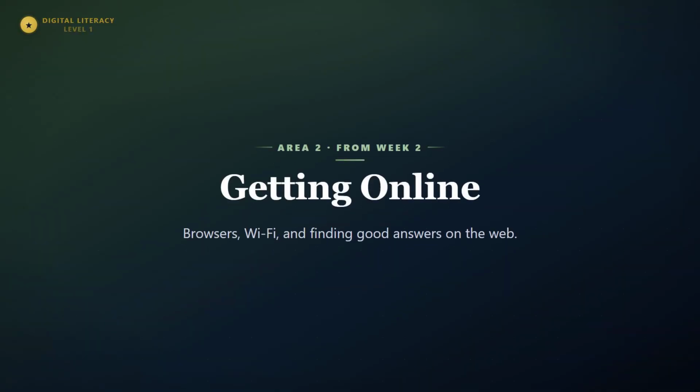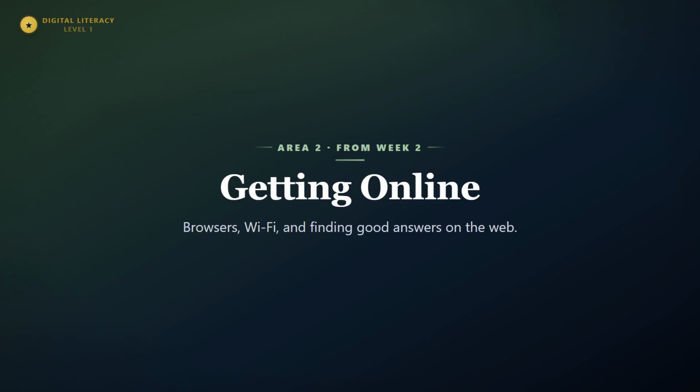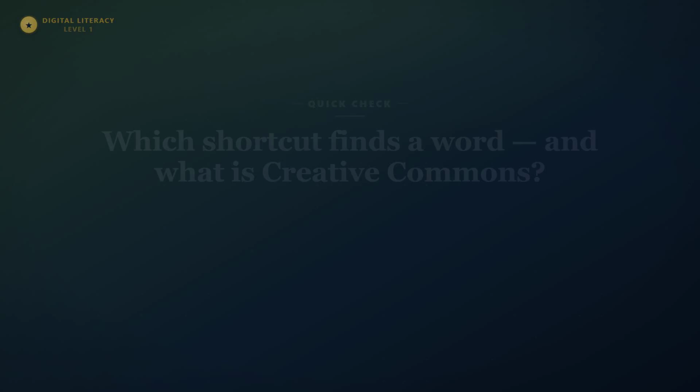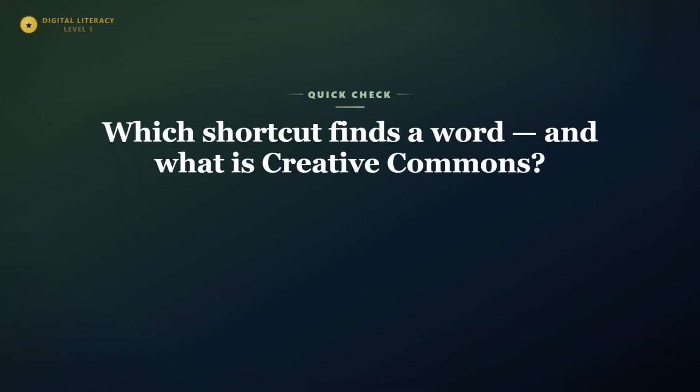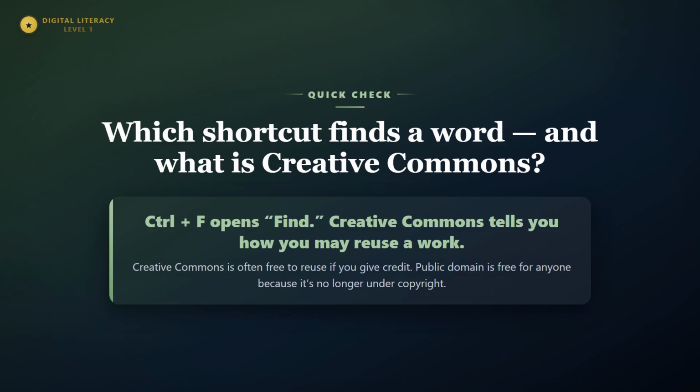Our second area, getting online, browsers, Wi-Fi, and finding good answers on the web. This was week 2. Which keyboard shortcut finds a word on a web page or in a document? And what does Creative Commons mean? Ctrl+F opens Find and jumps straight to a word on a page or in a file. And Creative Commons is a kind of permission a creator adds to their work telling you how you may use it, often free to reuse if you give them credit. That's different from public domain, which is free for anyone because it's no longer under copyright.